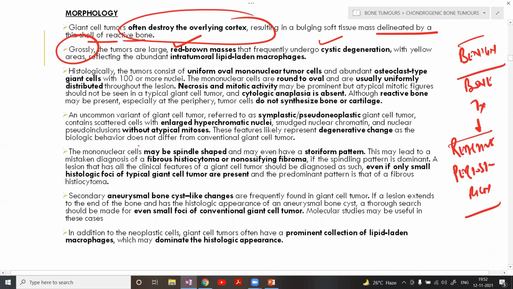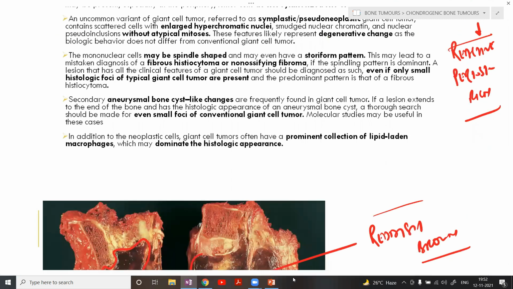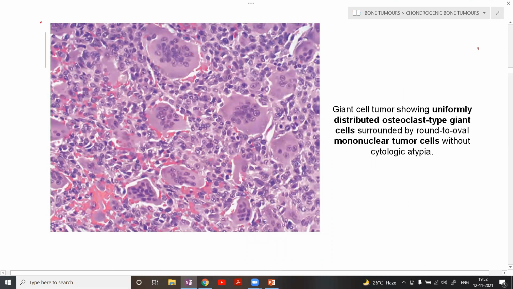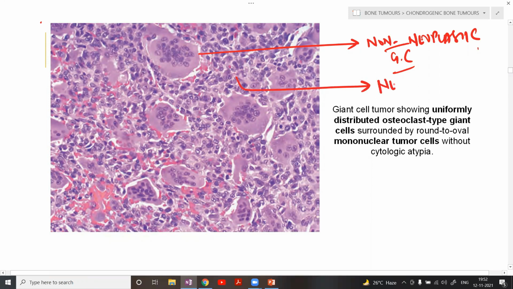Histologically, as I told you, there are two components. Let me just show you in that diagram that I showed you. One component is your non-neoplastic component. These are the giant cells containing multiple nuclei. Now, what is the nature of this lesion? I have already explained, so I'm not repeating it again. The other part, the stromal part, is your neoplastic part, which is round to oval mononuclear tumor cells.